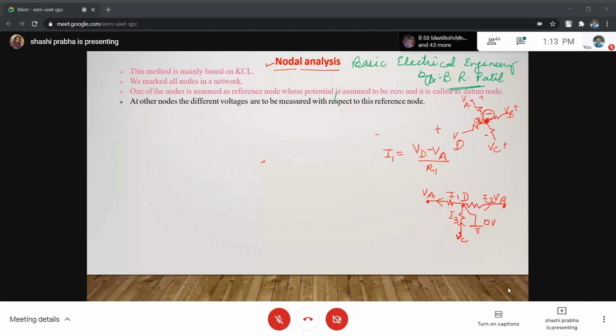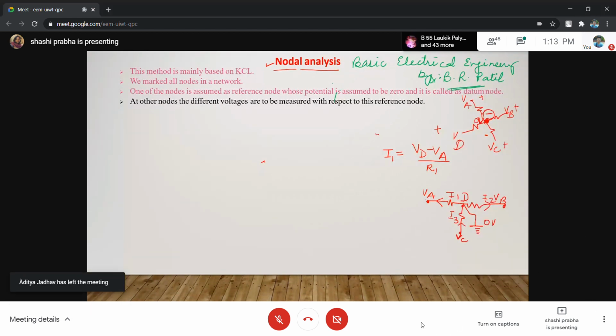I1 is equal to VD minus VA divided by R1. What is I3? I3 is equal to VC minus VD divided by, say, R3. What is I2? I2 is equal to VD minus VB divided by resistance R2. Current flows from higher potential to lower potential.